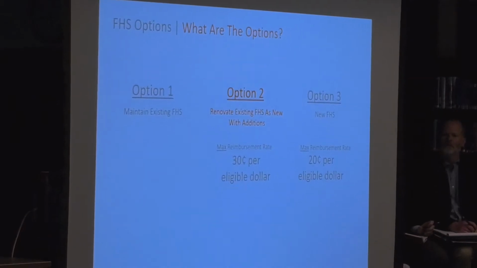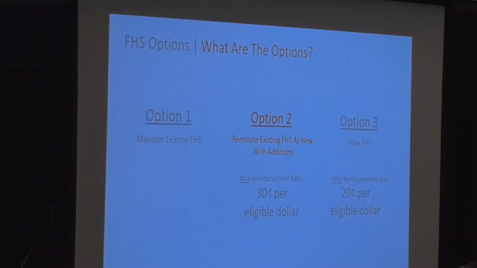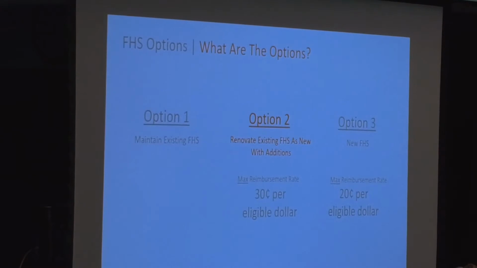Now this chart illustrates what we heard from the State Department of Education when they made a presentation here before the public. They said, look, option two, which is a renovate-as-new option, which could include additions, you could be eligible for 30 cents per eligible construction dollar. We can talk later about what eligible dollars are. But the new scenario, option three, you are eligible for 20 cents per eligible project dollar. Why? Well, because the state said a number of years ago, we want to encourage renovation projects. We want to discourage new projects. So that's why there's an incentive for renovation over new. That becomes a factor in the net dollars to the town.